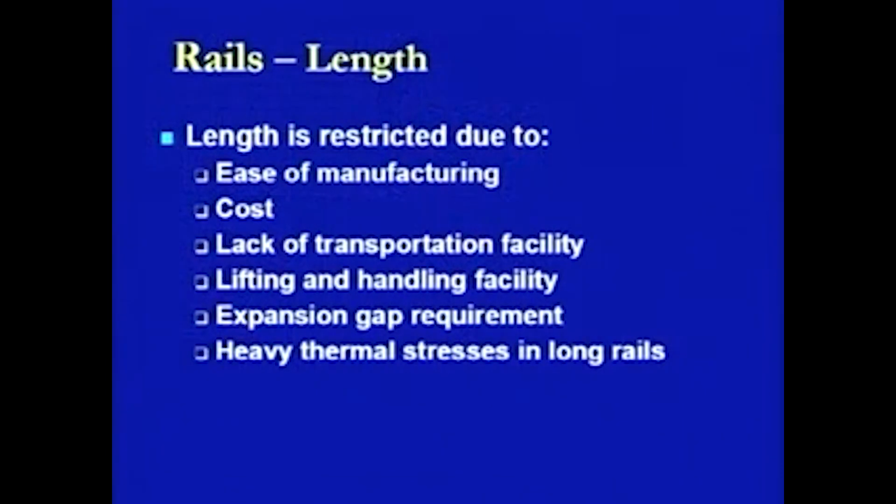Then heavy thermal stresses on long rails, this is as already discussed, it is going to create this effect in terms of not only the movement of the rail, but also in terms of the gap requirements, especially the expansion gaps which are to be provided. Looking at all these aspects, the length of the rails has been restricted to what we have seen as 12.8 or 11.89 meters in the cases of broad gauge or meter gauge and narrow gauge track conditions.